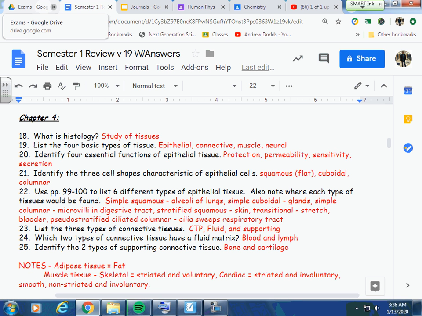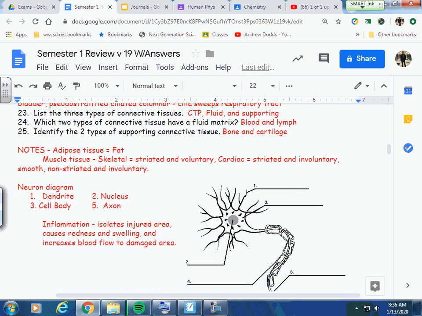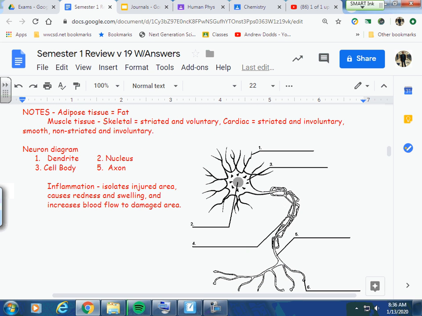Couple notes on here. There are notes that I added. I realized as I went through here, oh, a lot of them actually. I didn't put the neuron. Ooh, don't do that. I didn't put the neuron on there. Okay, I can record this.